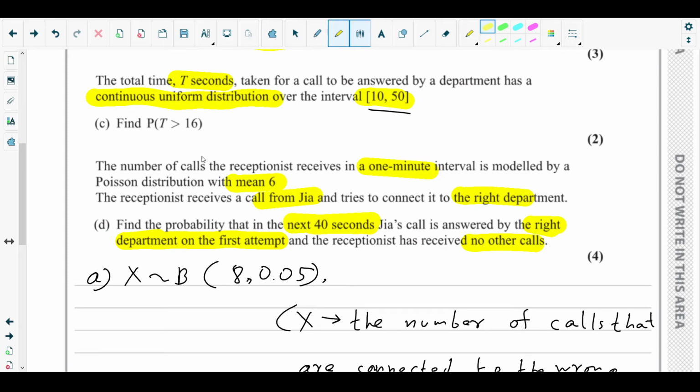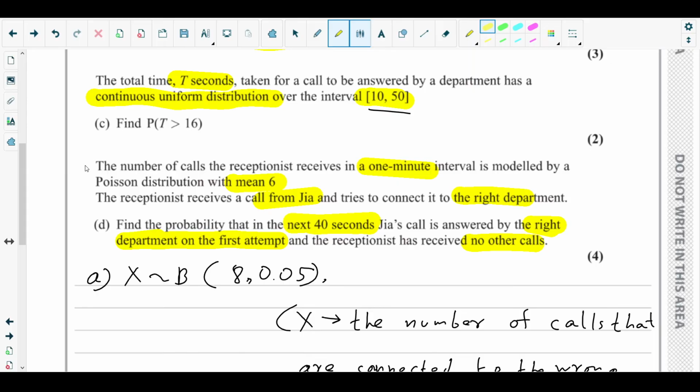We need the probabilities of the three events. So at first, the probability that Jia's call has to be answered within the next 40 seconds. Now, before this question, they have given how many calls are received by the receptionist in a 1 minute interval. This is distributed with Poisson distribution. It isn't the distribution for the time taken to answer a call, right?